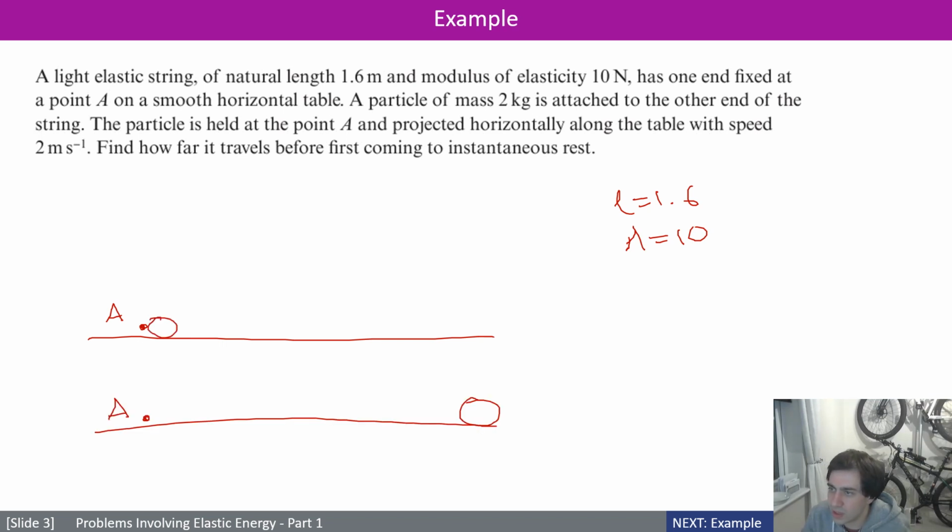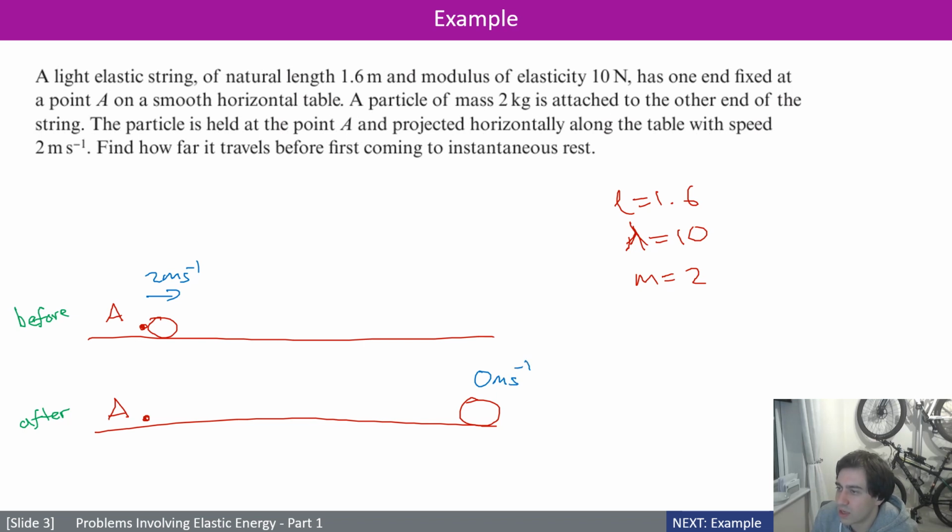So these are my sort of before and after pictures. In the before, the object was at A with its mass of, let's just say mass here is 2, and it starts at a speed of 2 meters per second, right? That's its initial velocity, and in the after, it comes to rest, so it's now 0 meters per second.